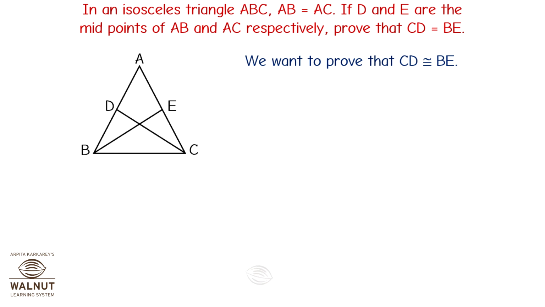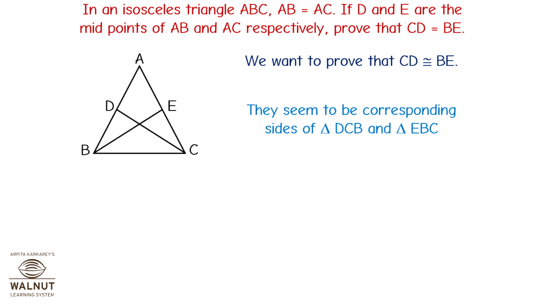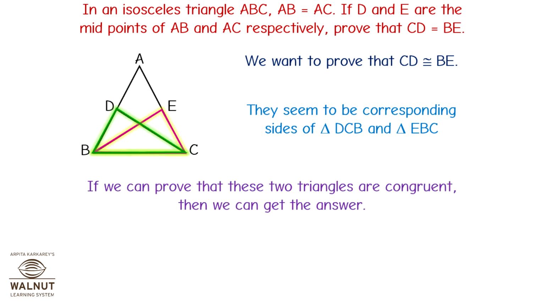Now you want to prove that CD is congruent to BE. They seem to be corresponding sides of triangle DCB and triangle EBC. If we can prove that these two triangles are congruent, then we can get the answer. How can we prove congruency?